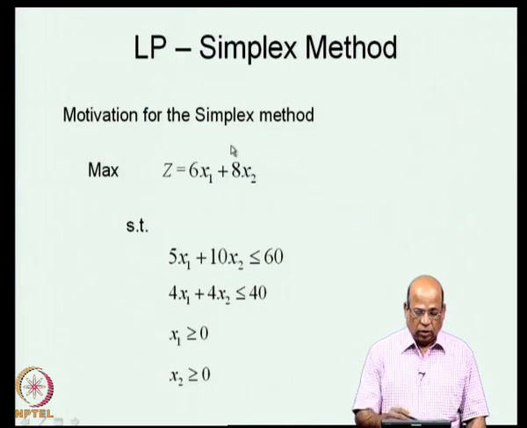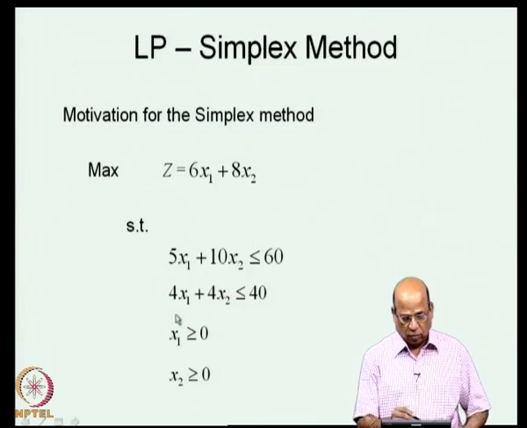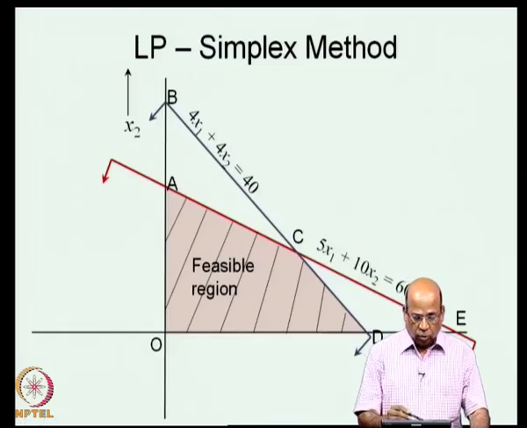So, what do we do in the graphical method of solution? First, we identify a feasible region associated with these two constraints, which means we first take 5 x1 plus 10 x2 equal to 60 and draw a line corresponding to that. Similarly, 4 x1 plus 4 x2 equal to 40, draw a line corresponding to that, and because we are in the first quadrant, we then identify the feasible region formed by these two constraints along with the non-negativity conditions. So, this is what we do.